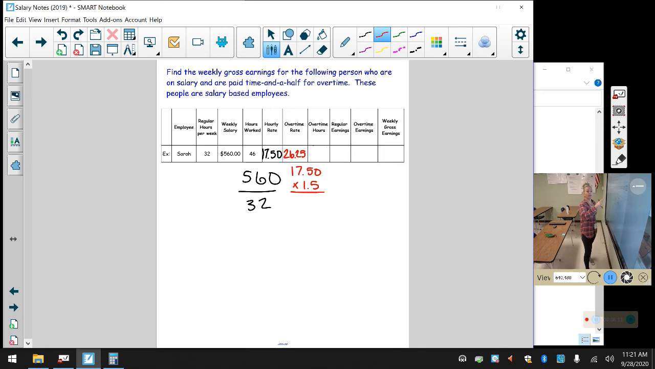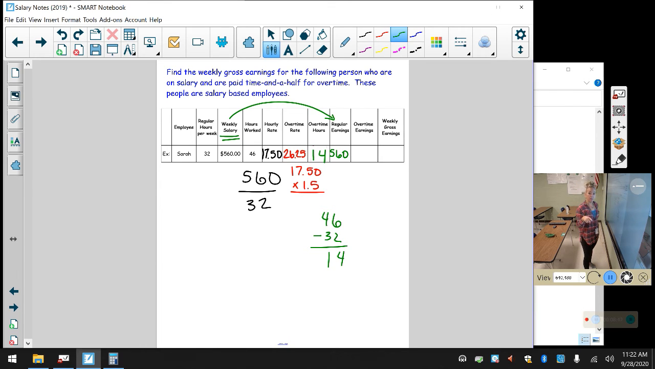Overtime hours, I'm going to take my hours worked of 46 and subtract 32. So I have 46 minus 32, which we're going to get 14 again. Overtime hours is 14. Regular earnings, and this is the easy one. Remember, regular earnings is just the weekly salary. I'm just going to take that weekly salary, oops, wrong spot, weekly salary, and put it right into regular earnings. So 560.